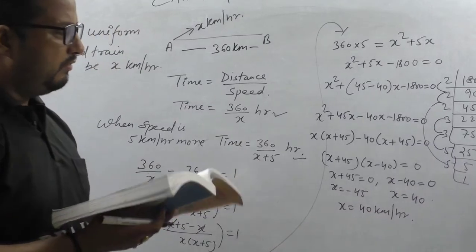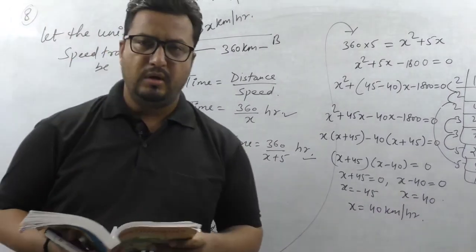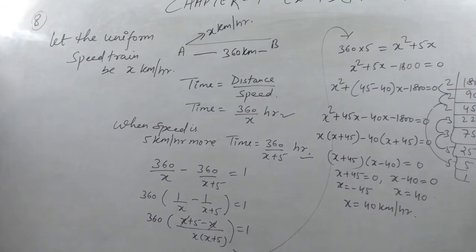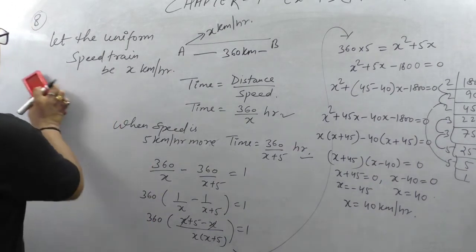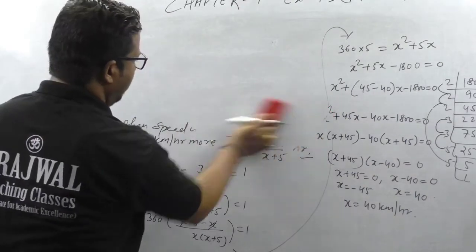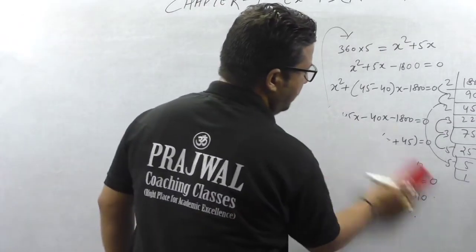In this question they are looking for the speed of the train, so the speed of the train is 40 kilometer per hour. Quickly note it down everyone. Okay, I hope all of you have copied it. So now we can go to question number 9 of chapter quadratic equation, exercise 4.3, we are doing it.